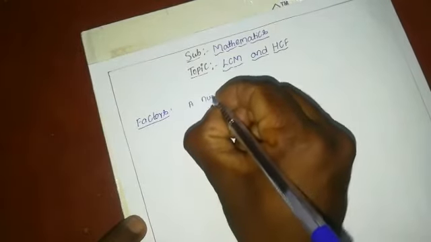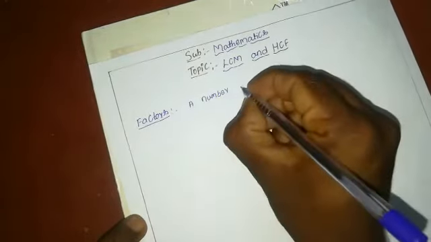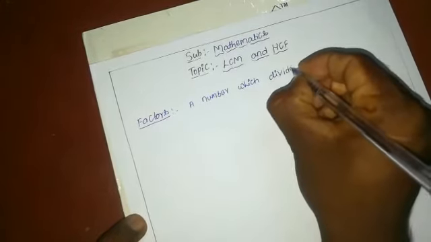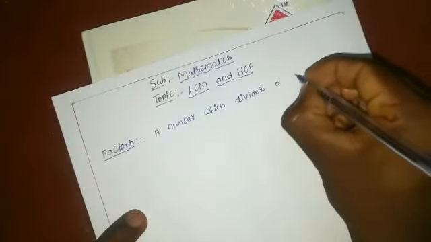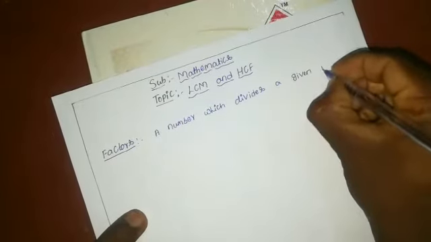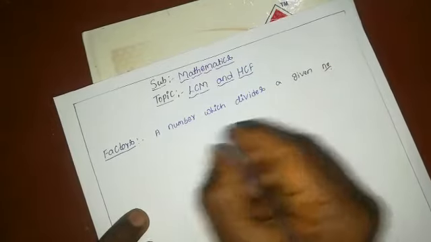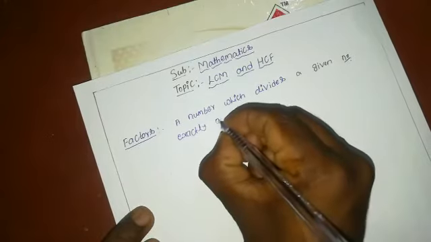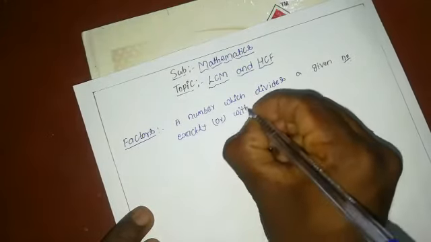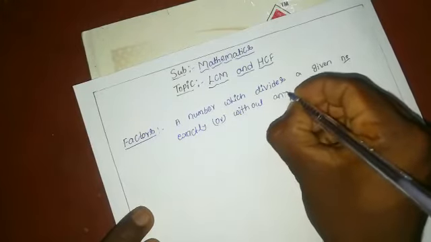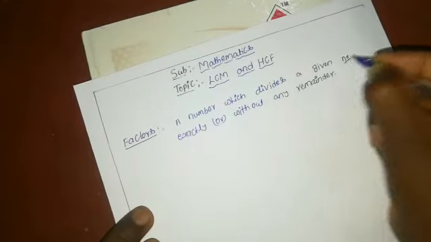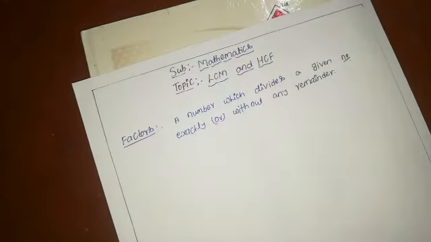A number which divides a given number exactly, or without any remainder, is called a factor. What is the meaning of it? A number which divides a given number exactly or without any remainder.